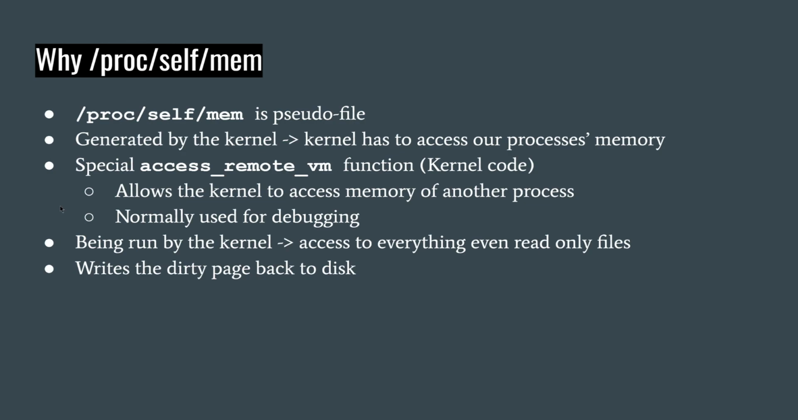Normally, this type of out-of-band memory access is used by debuggers. However, by writing to proc self mem, we are effectively piggybacking off the kernel's access to everything, even read-only files on disk. This is how we write the dirty bits back to the file on disk.